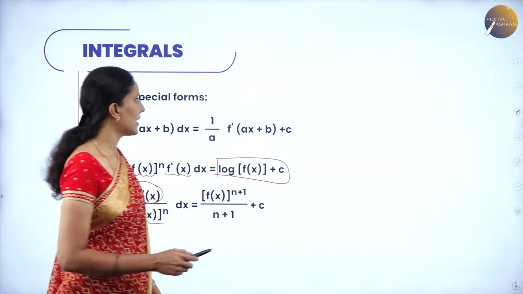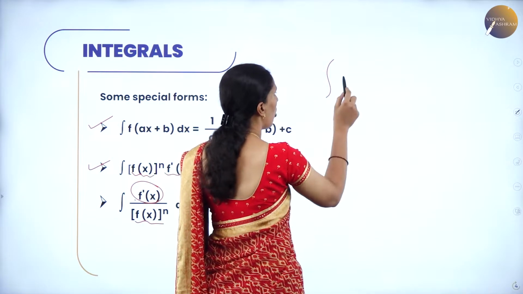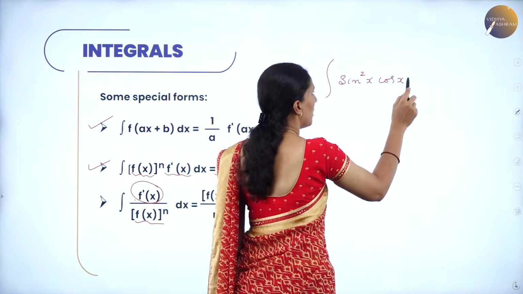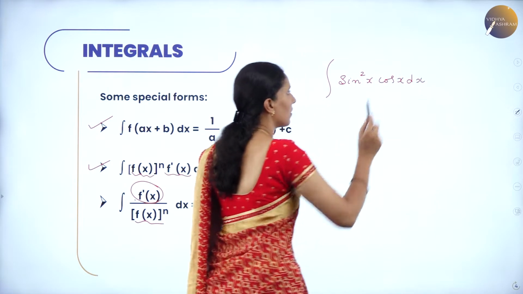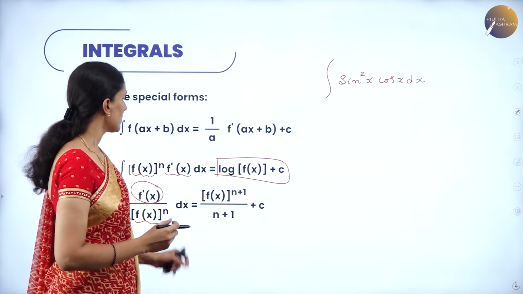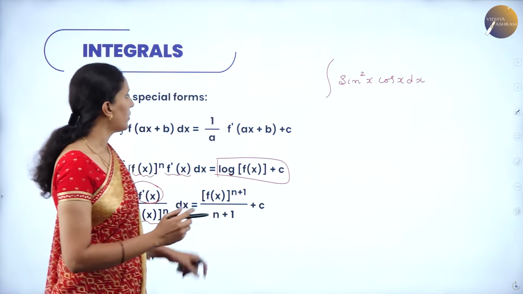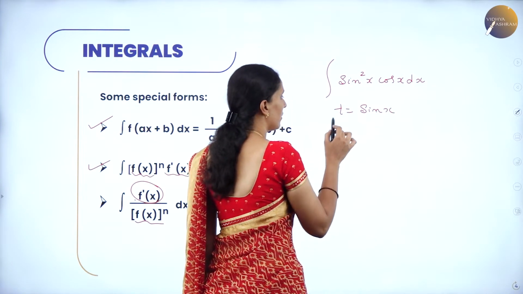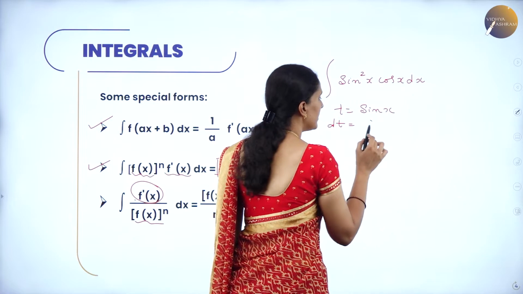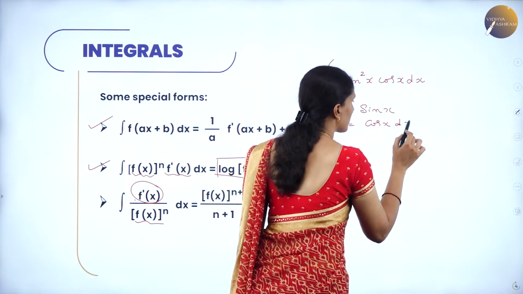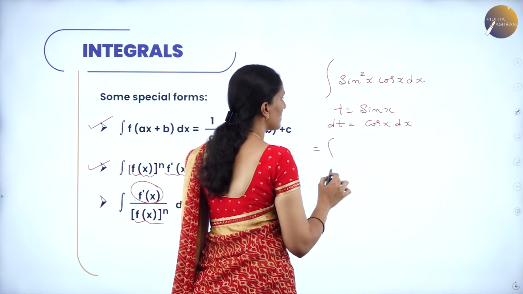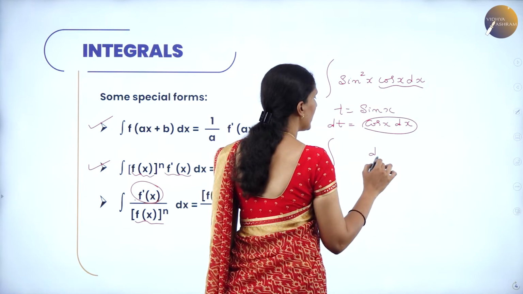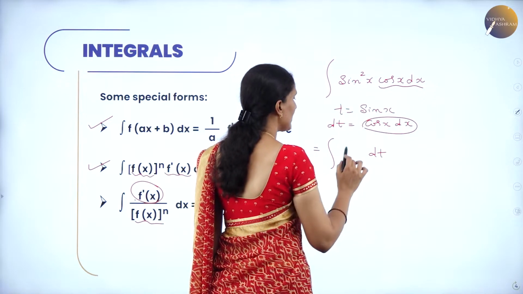I can take an example: the integral of sine square x cos x dx. Here we can put t equal to sine x. Differentiate it. What is dt? dt is cos x dx. So substitute here. This becomes the integral where cos x dx is replaced with dt and sine x is taken as t, so sine square x is t square.